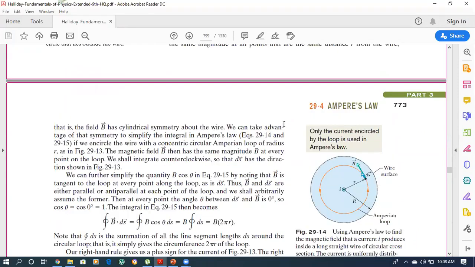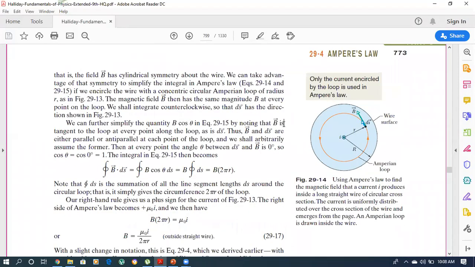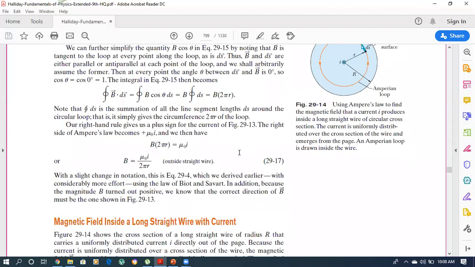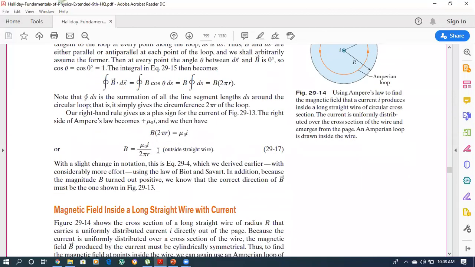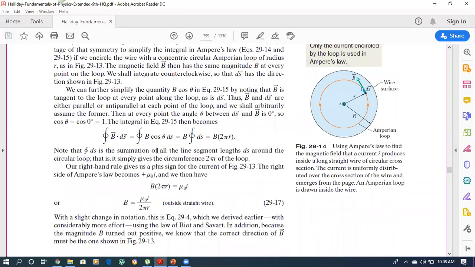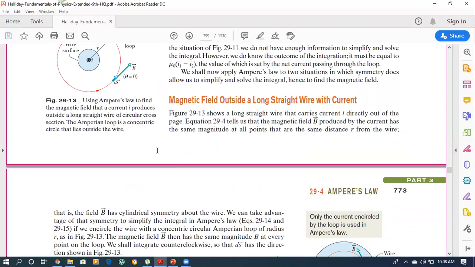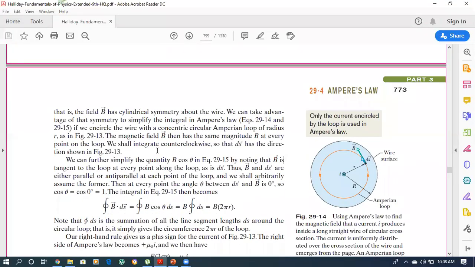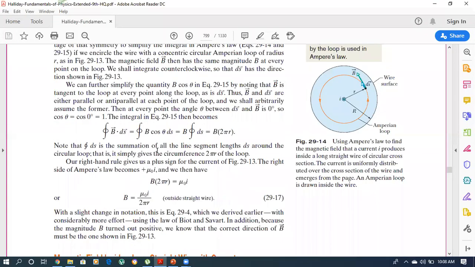Because this is a circular loop, we will apply 2 pi r, which is the circumference of the Amperian loop. We will put it into this equation. This is the same equation we determined using the Biot-Savart law, and now using Ampere's law. So Ampere's law simplifies this; we have determined the magnetic field very simply.